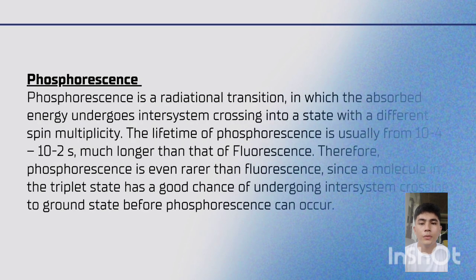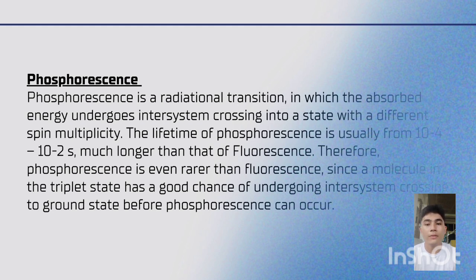The third one is phosphorescence. It is also a type of radiational transition where a substance absorbs light and stores energy. But unlike fluorescence, the absorbed energy in phosphorescence undergoes intersystem crossing, which means the energy moves into a state with a different spin multiplicity, usually from a singlet state to a triplet state. Because of this extra step, the molecule holds on to the energy longer before releasing it as light.